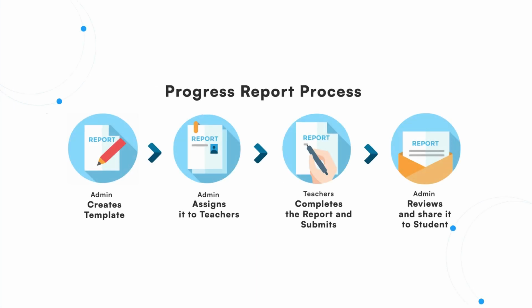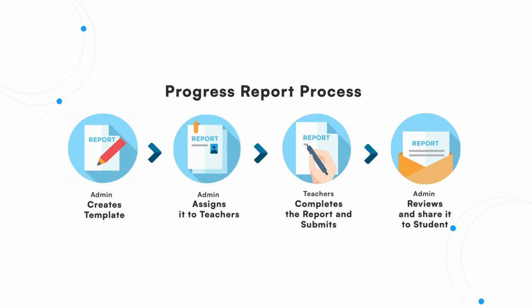Before that, let's go over how progress reports usually work. The admin starts by creating a template and sending it to the teachers. The teachers then fill out the reports, assessing how their students are doing. Teachers submit the completed reports to the admin. The admin reviews everything and shares the reports with the students and parents if linked to a parent account.